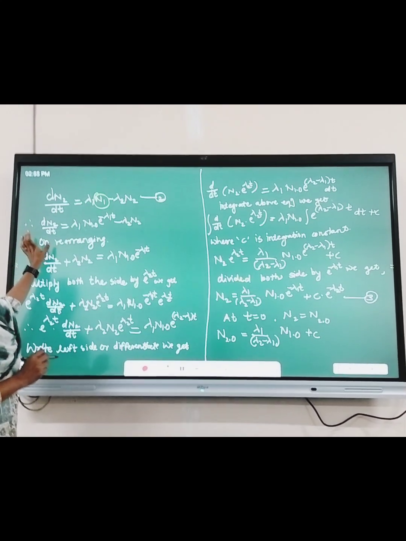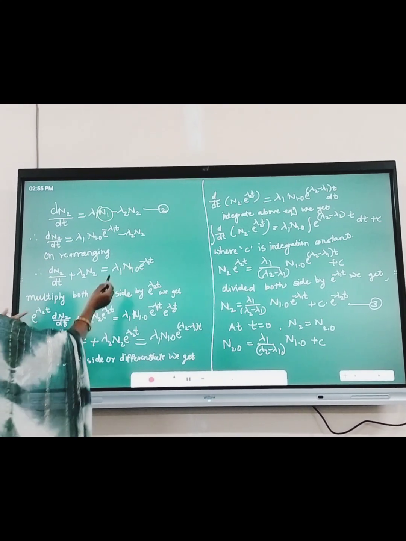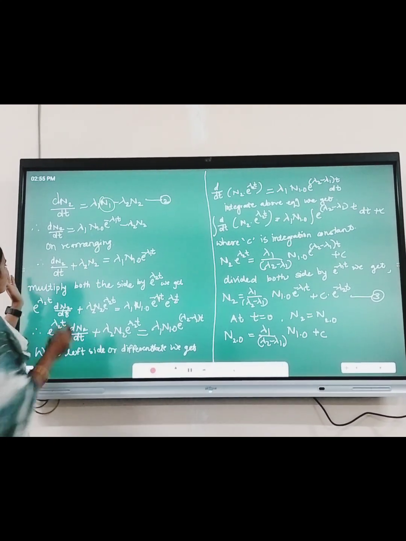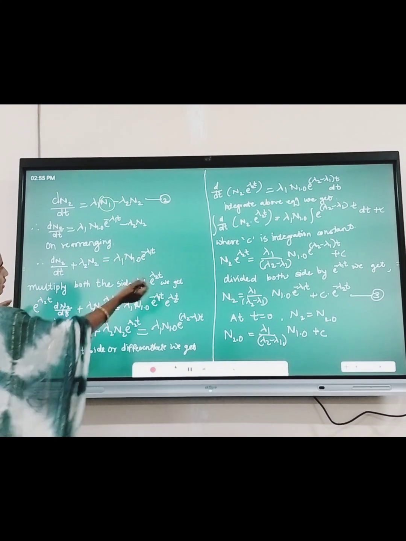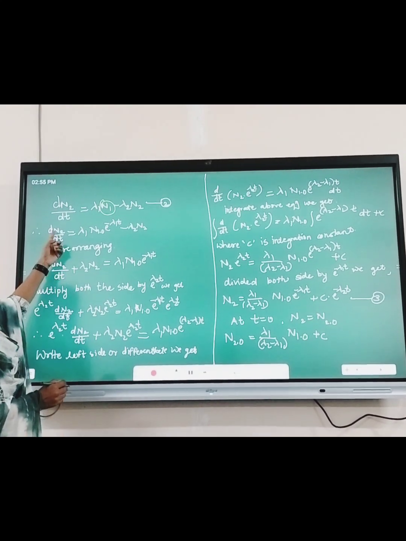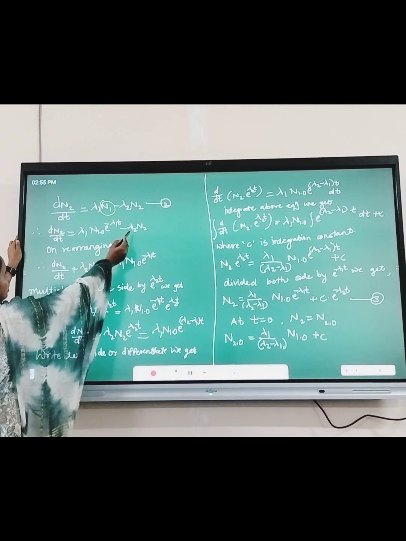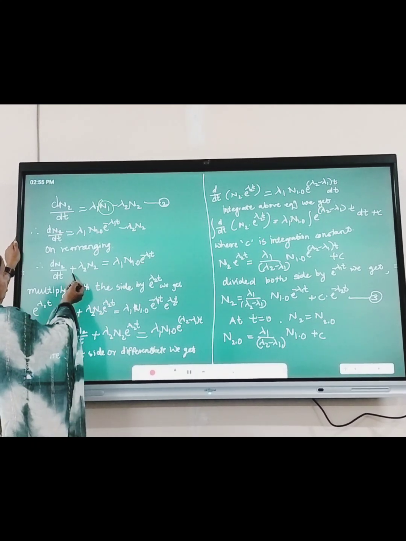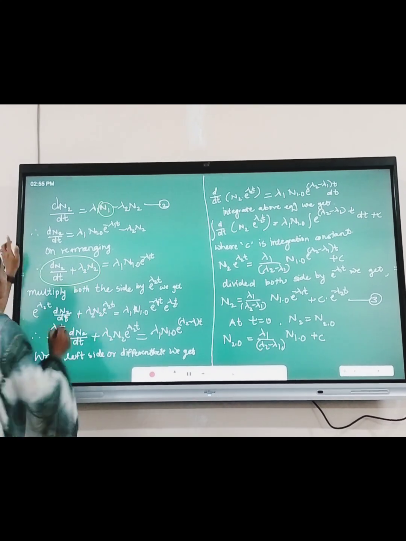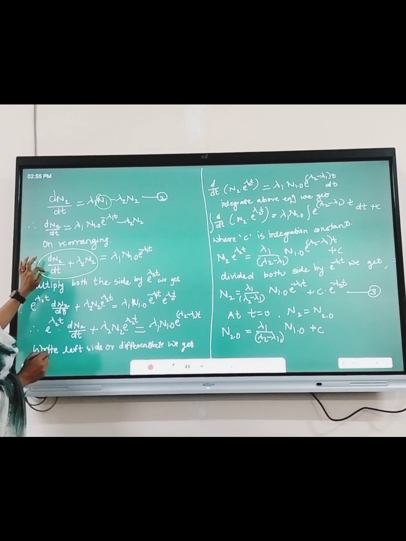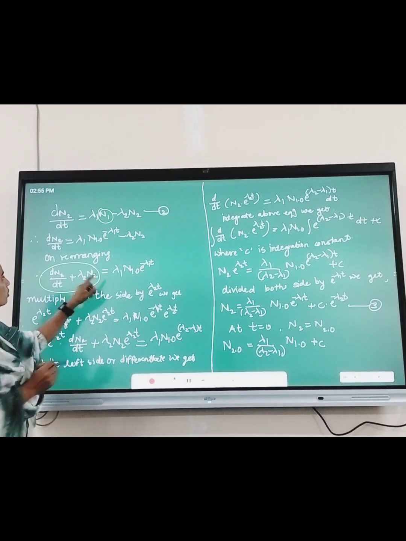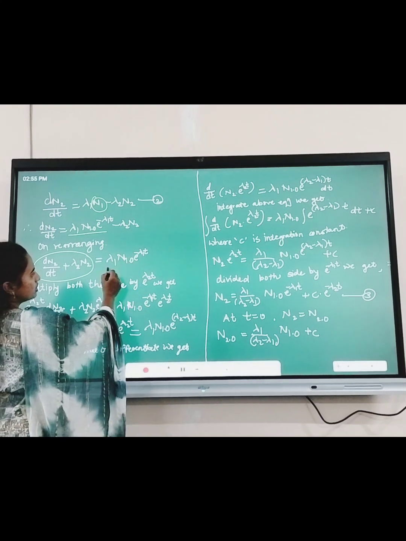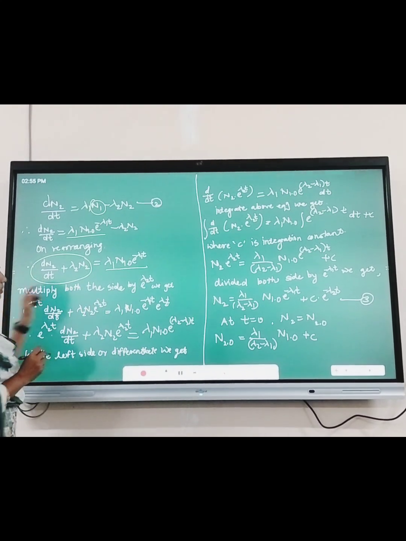Then on rearranging the above equation, we get N2 terms on the left side and the others on the right side. So we have the equation dN2 divided by dt, minus lambda 2 N2 comes to the left side as plus lambda 2 N2. Then we have this equation dN2 divided by dt plus lambda 2 N2 is equal to this term as it is, lambda 1 N 1.0 e raised to minus lambda 1 t.